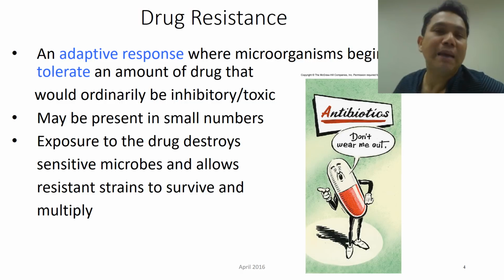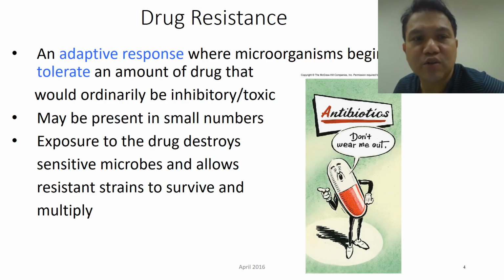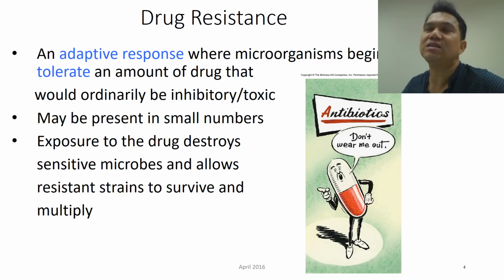So, what happens with drug resistance? Well, it's an adaptive response, so the microbe will be able to become resistant. It can tolerate. So you give antibiotic, go ahead.